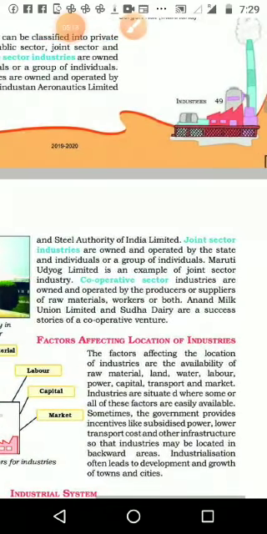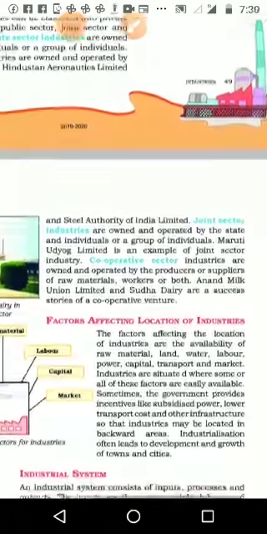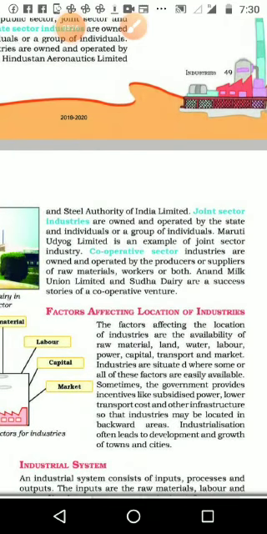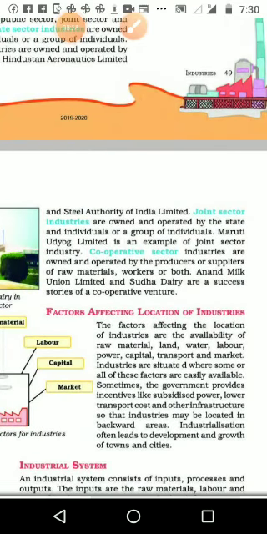Maruti Udyog Limited is an example of joint sector industries. Next one, cooperative sector. Industries are owned and operated by producers or suppliers of raw materials or workers or both.